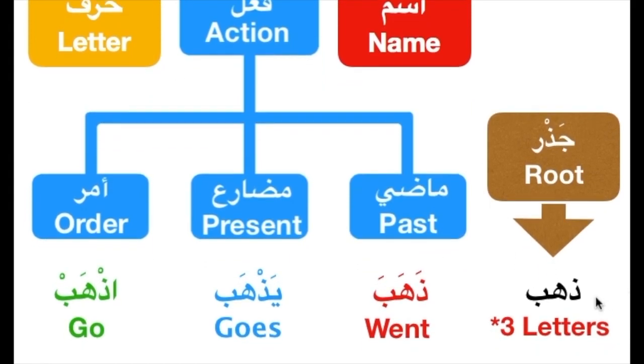So first we have those three letters, the, ha, and ba. So this is our root. In the Arabic language, words, actions come from three-letter roots. So this is our three letters. First is the past action, the, ha, ba, which means went. And we have يذهب, and that's in the present, مضارع. And in the order we have اذهب. Notice that those three share the same root, which is those three letters.